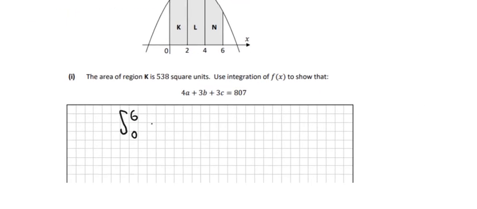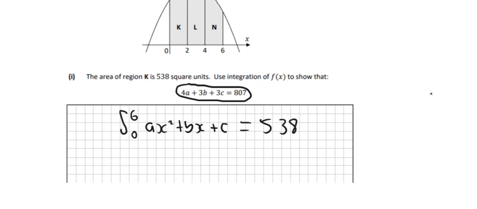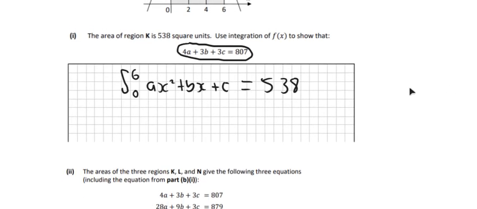So ax squared plus bx plus c. So the good news is we don't really need to work out what a, b and c are. We just need to integrate all of this and put in the numbers, and hopefully it'll give us something like that. We know that all of that anyway at the start has to be equal to 538. So let's just integrate the first part anyway. So that'll be ax cubed over 3 plus bx squared over 2 plus cx, and then that's going to be it then.